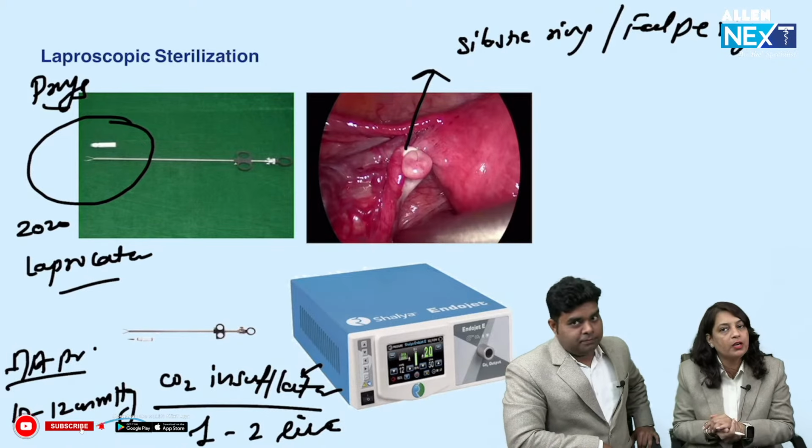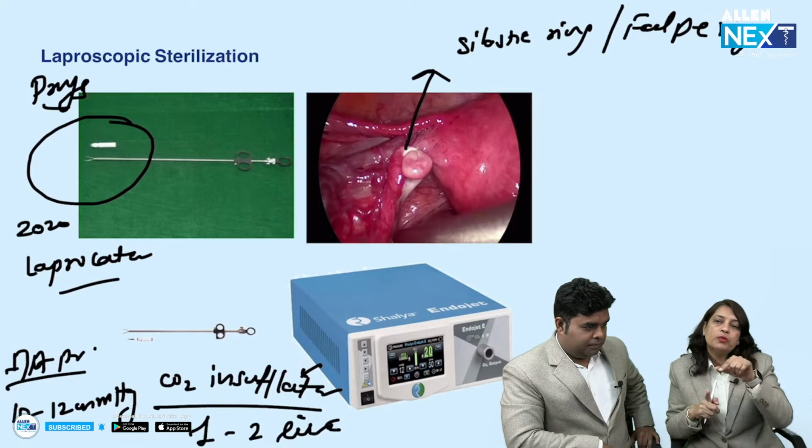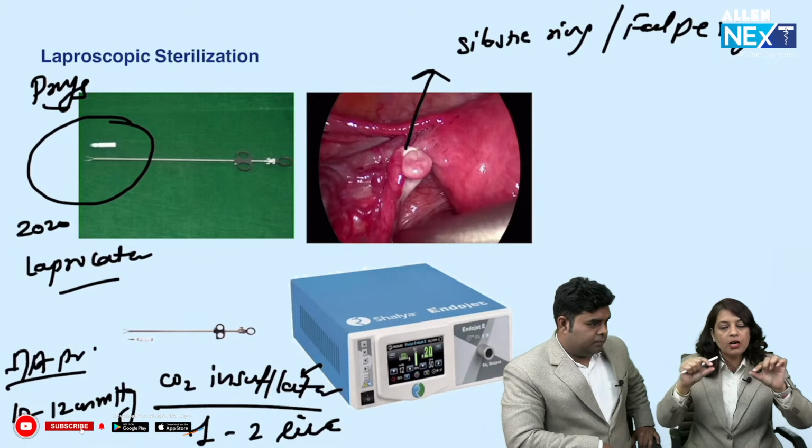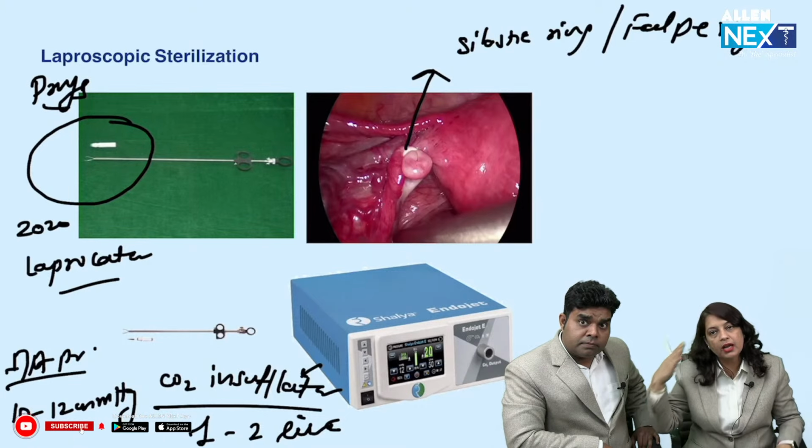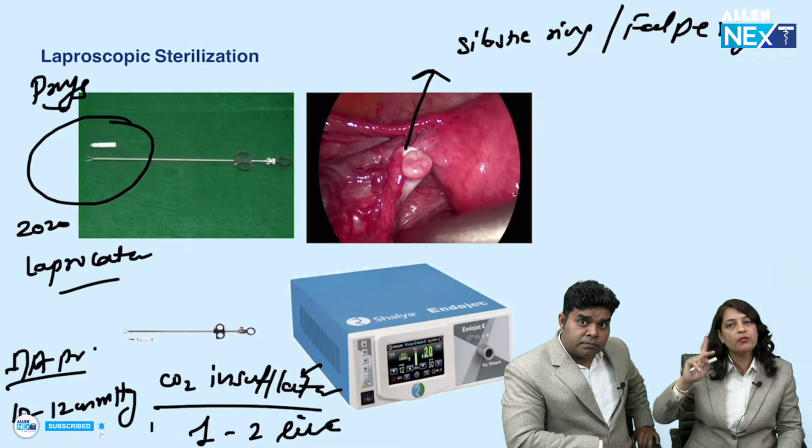You can see the fallopian tube. How do you identify the fallopian tube? By the fimbrial end, because the round ligament goes and gets attached to the other structures. You will not be able to see the end, whereas the fallopian tube is identified with the fimbrial end.